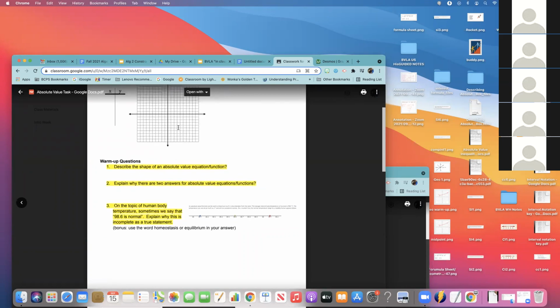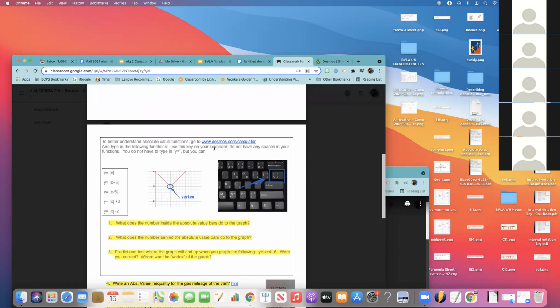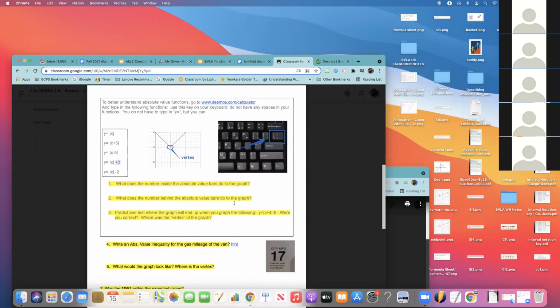Well, we're almost through this. So I've given you a little hint. Here's the Desmos right here, the link. And I want you to know the vocab vertex. I want you to know what the number inside does. I want you to know what the number on the outside does. And I want you to use that knowledge to make a prediction if you were to see an equation. Okay, what would it look like?